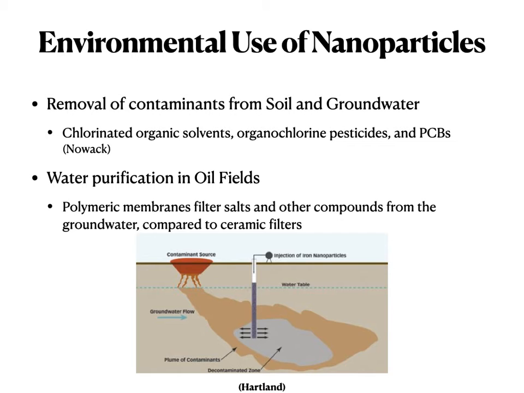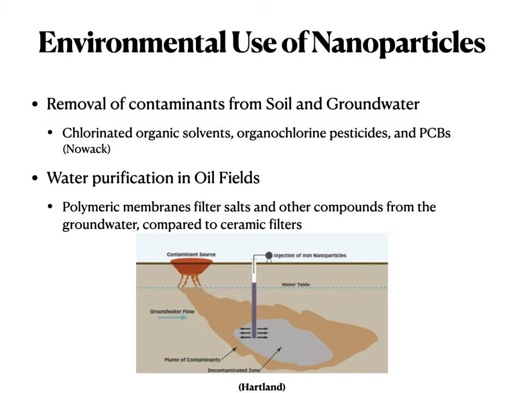Specifically, nanoscale iron particles have been used for the detoxification of a wide variety of contaminants, such as chlorinated organic solvents, organochlorine pesticides, and PCBs, all frequently found in some of our water supplies. And in the oil fields of Canada, researchers at the University of Alberta are interestingly using nanoparticles to better filter some groundwater that is used in oil drilling.